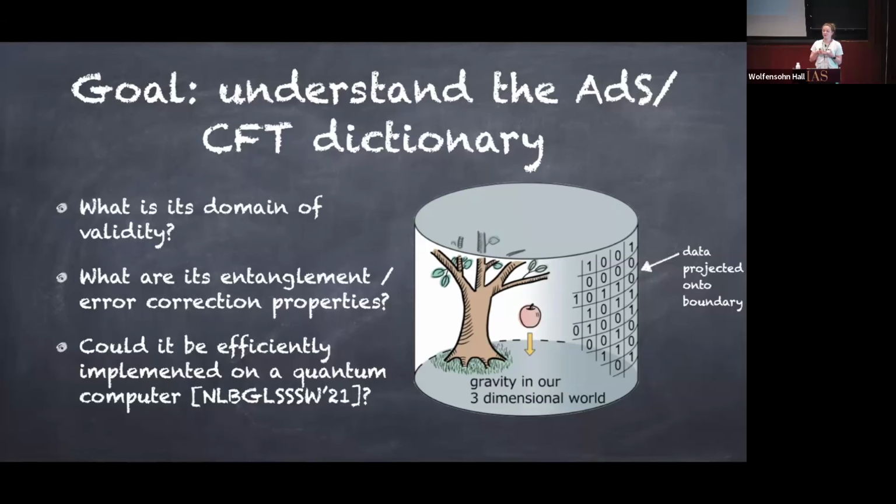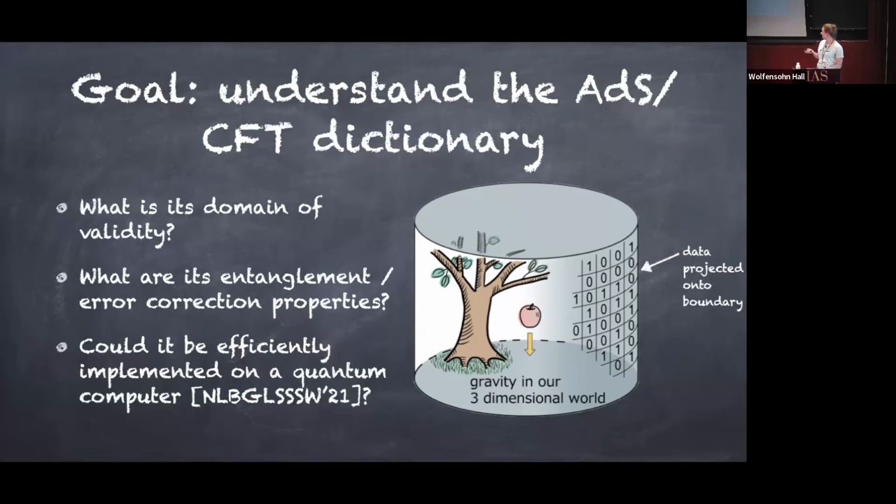In particular, the types of questions we're going to be asking are: what is the domain of validity of this dictionary? What types of bulk states and boundary states can we feed into the dictionary and expect to get a sensible, informative result out of? We're also interested in the entanglement and error correction properties of the dictionary. And in particular, could this dictionary be efficiently implemented on a quantum computer? This is interesting from a theoretical perspective to understand the complexity of the dictionary. It's also interesting from a more practical perspective.